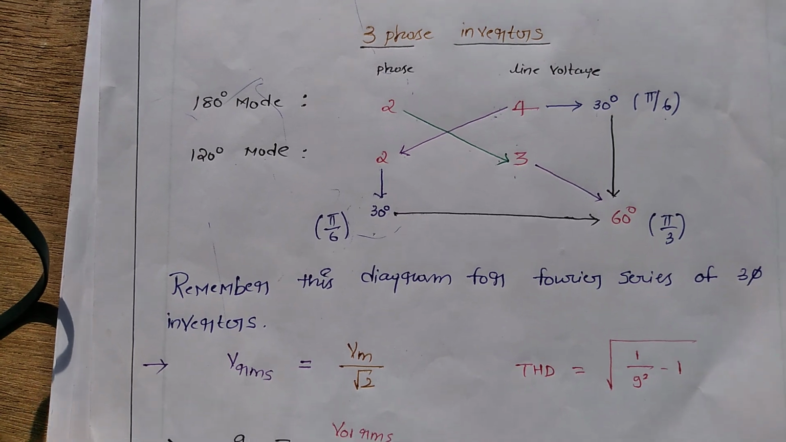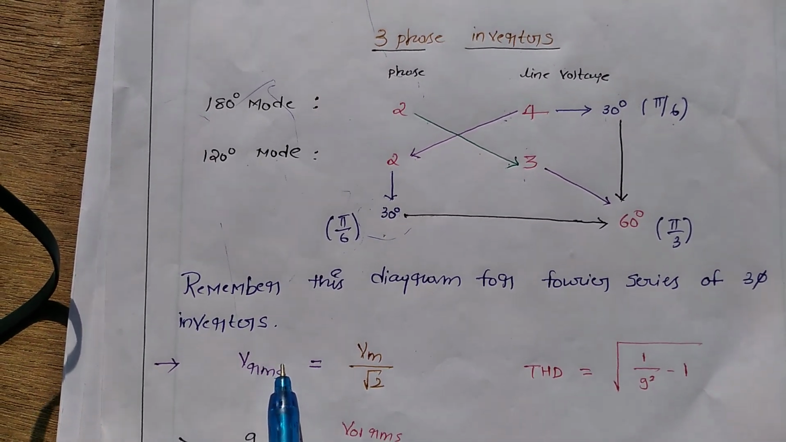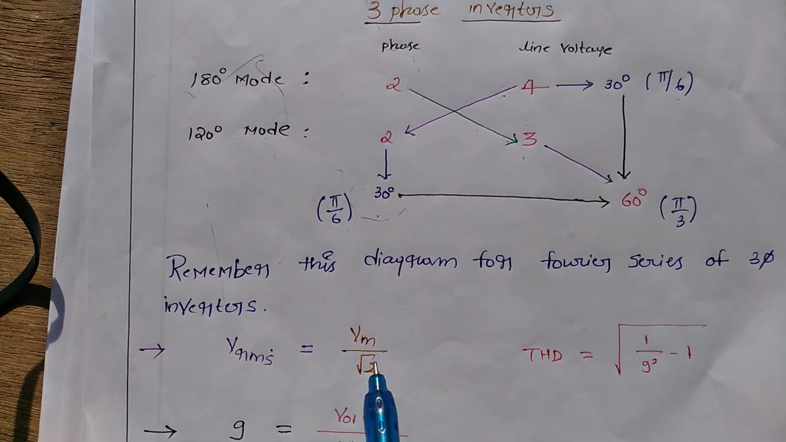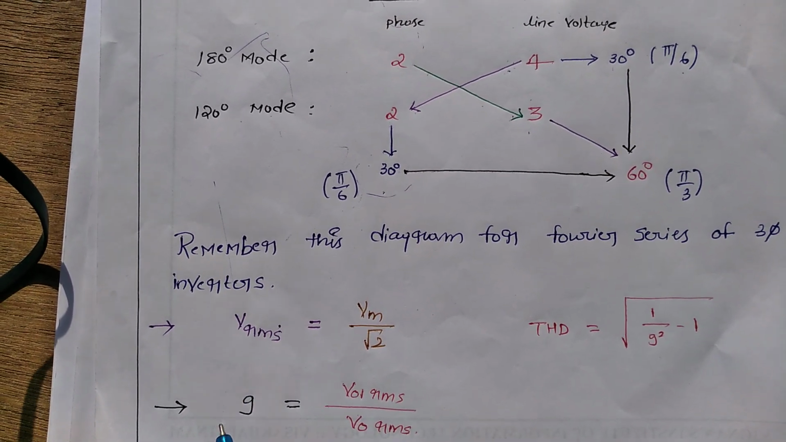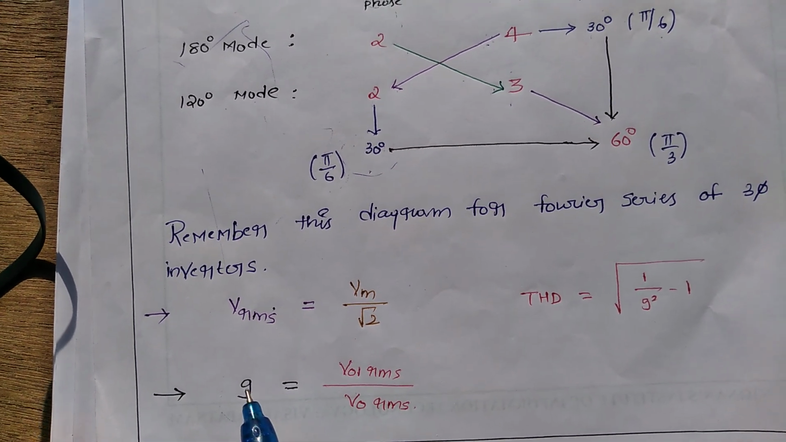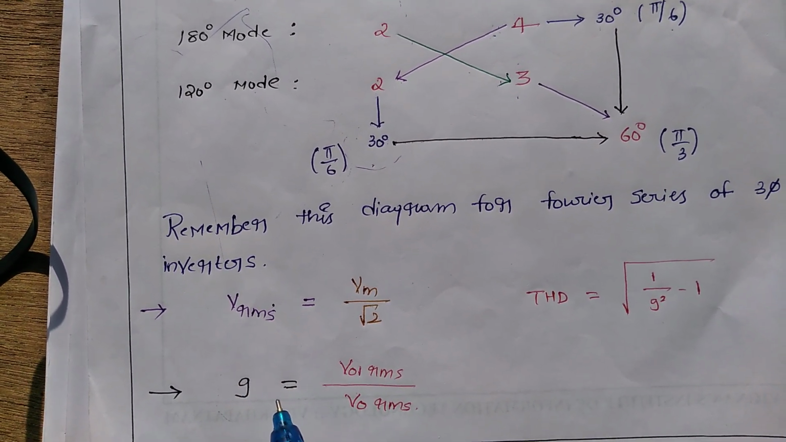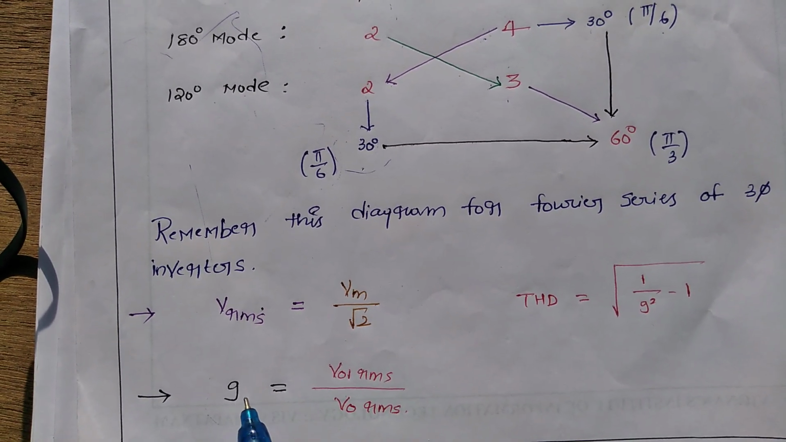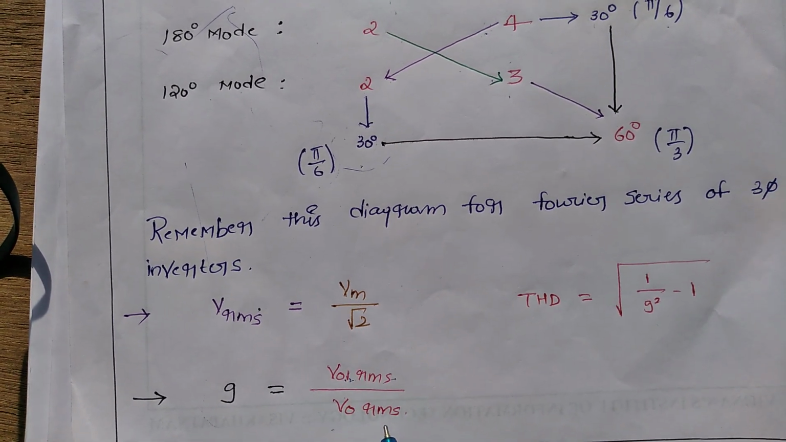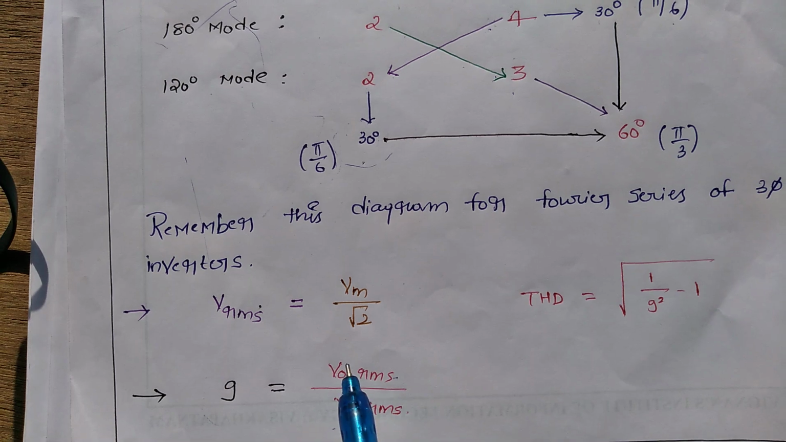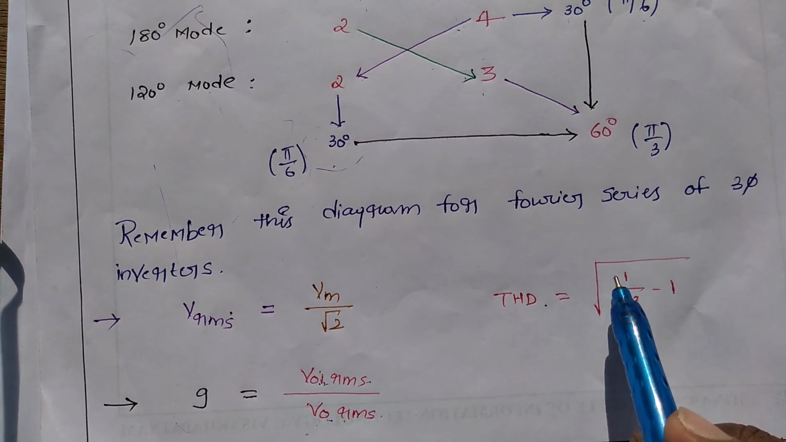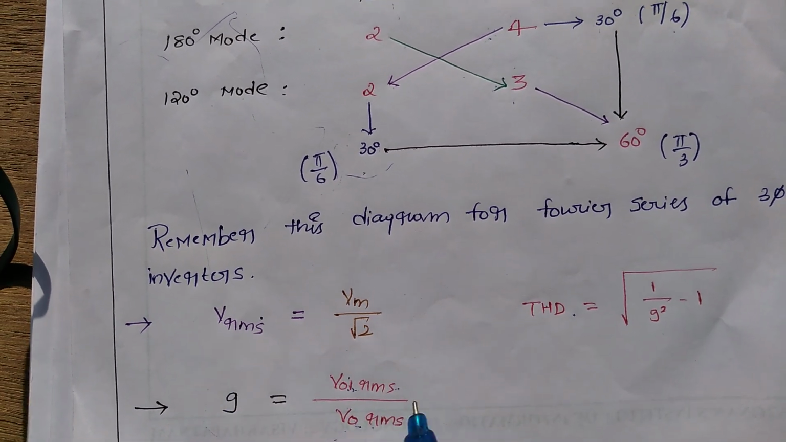And we have other formulas, that is the RMS voltage formula. You already know for a sinusoidal, the RMS value is equal to maximum value by root 2. And here G is called the distortion factor. For AC you have the distortion factor, and for DC you have the voltage ripple factor. The distortion factor is G equals V01, the fundamental RMS voltage, divided by V0, the output RMS voltage. And you know total harmonic distortion is root over 1 by G square minus 1. So remember these three formulas.